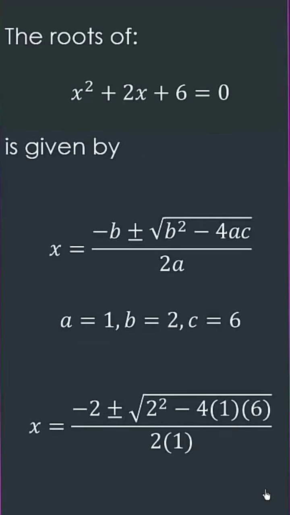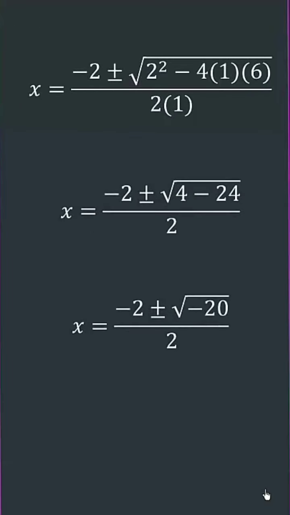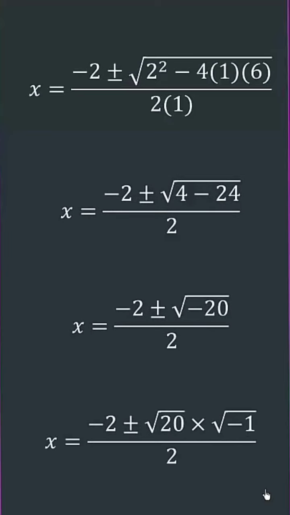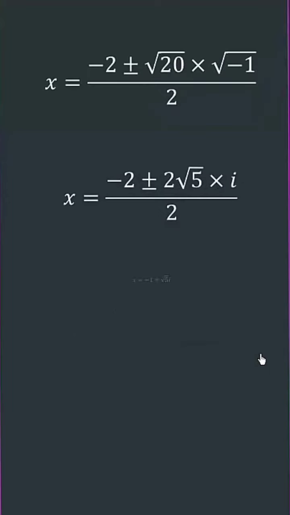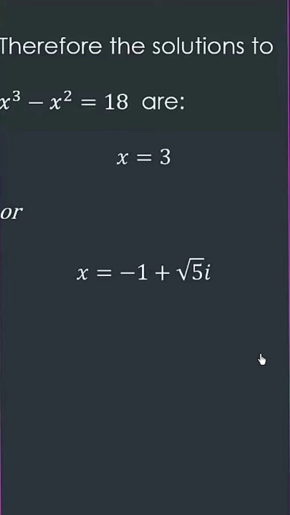So we now substitute, and then we simplify. So we obtain x to be equal to negative 2 plus or minus square root of negative 20. Now recall that the square root of negative 1 is equal to i, by the definition of complex or imaginary numbers. Simplify our roots further to obtain x to be negative 1 plus or minus square root of 5 i. Therefore, the solutions to x cubed minus x squared equals 18 are x equals 3, or x equals negative 1 plus square root of 5 i, or x equals negative 1 minus square root of 5 i.